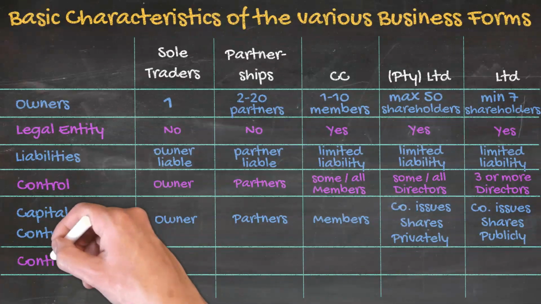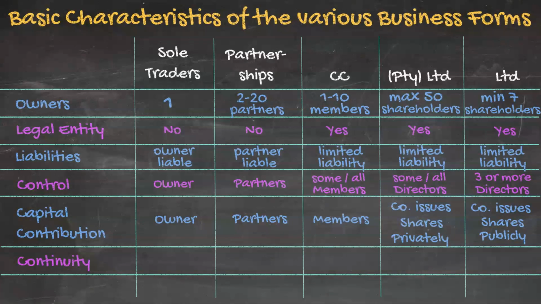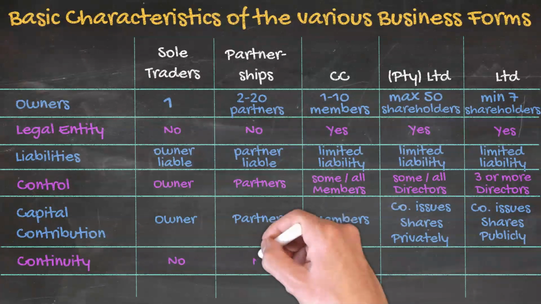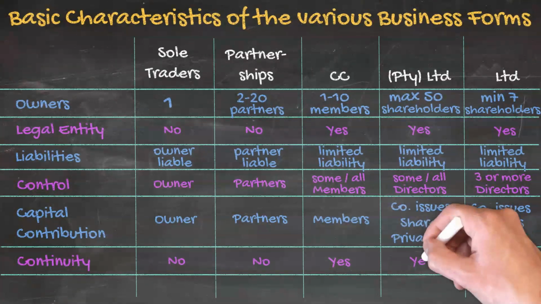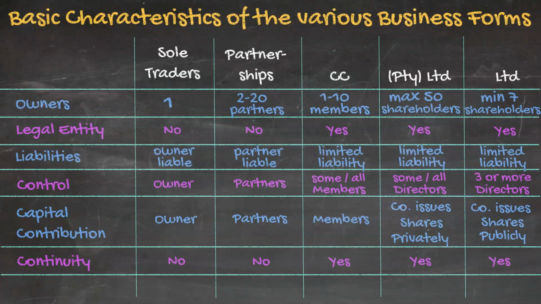Another important aspect to consider is whether the business will be able to continue if one of the owners dies. In short, for sole traders and partnerships, the answer is no. With sole traders, it's obvious that the business will come to an end. It is the owner trading as the business. But even partnerships come to an end when a partner dies. And then the remaining partners have an option of forming a new partnership. However, CCs, private and public companies will continue to exist if one of its members or shareholders dies.